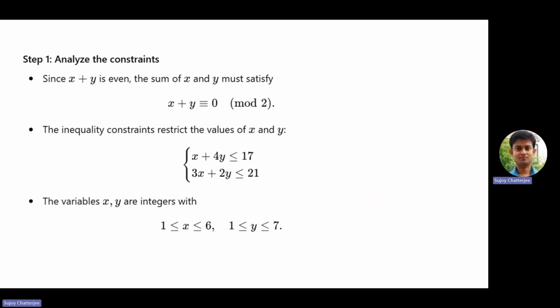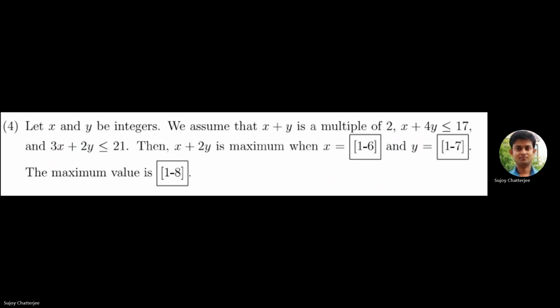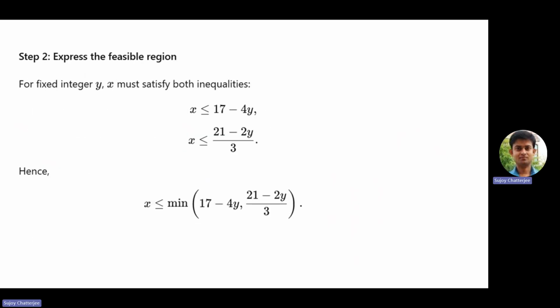The inequality constraints restrict the values of x and y. x plus 4y less than or equal to 17 and 3x plus 2y less than or equal to 21. The variables x, y are integers, with x lying between 1 and 6 and y lying between 1 and 7. Okay, so let's move forward.